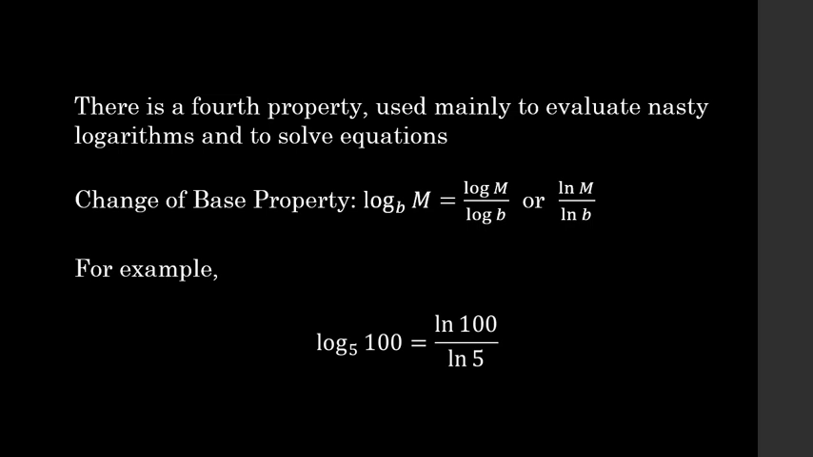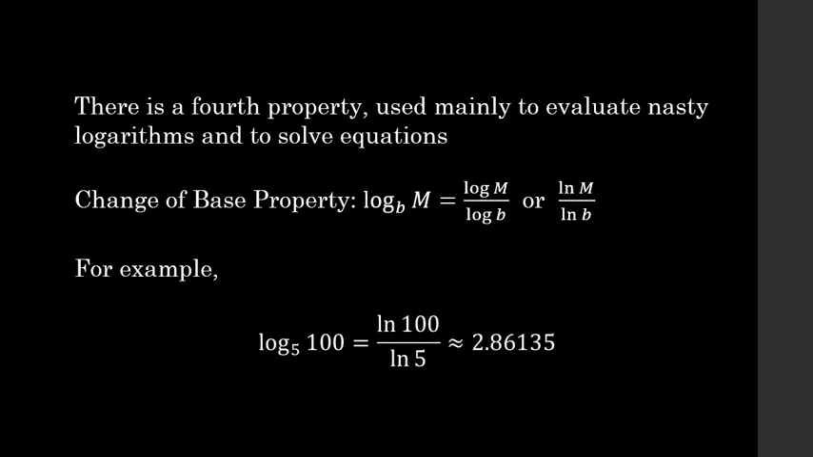So saying log base 5 of 100, I chose to use the natural logs here. This is equal to the natural log of 100 divided by the natural log of 5. You can take each of these numbers, calculate them in your calculator, and then take the quotient, and you get approximately 2.86135. So close to 3, but not quite 3.